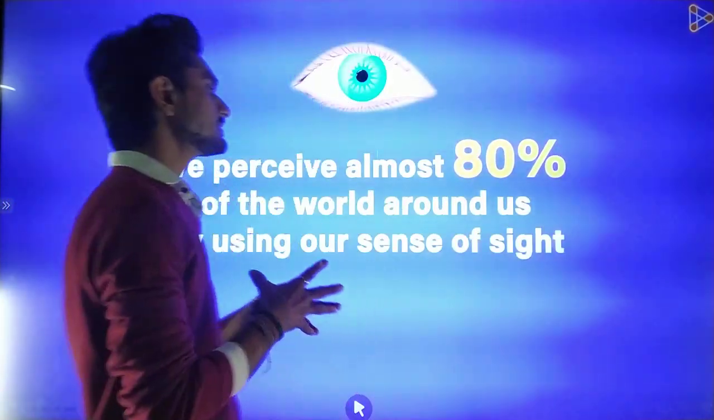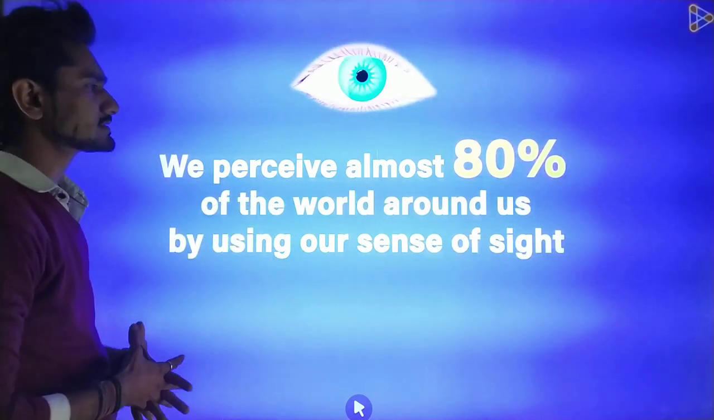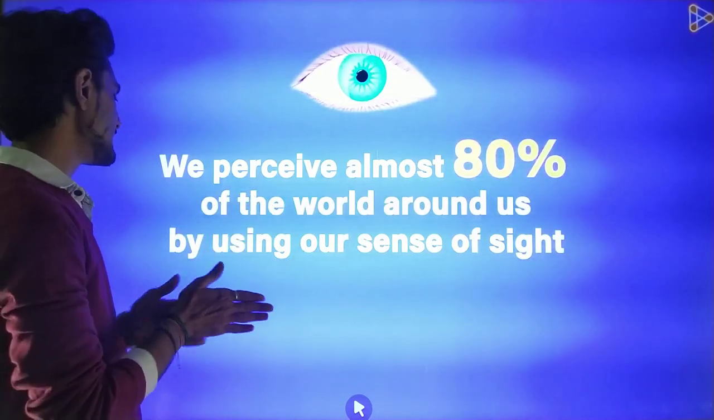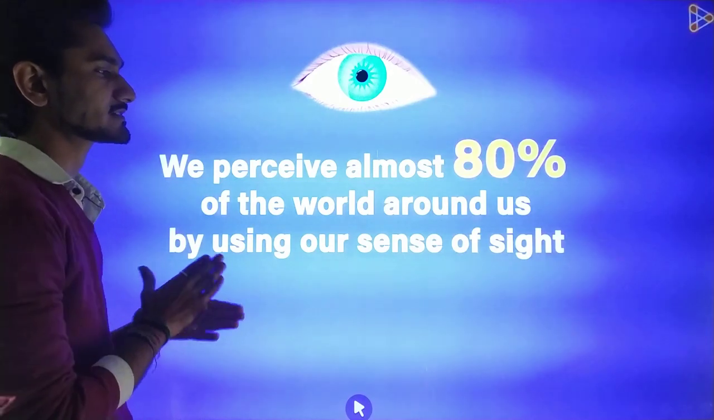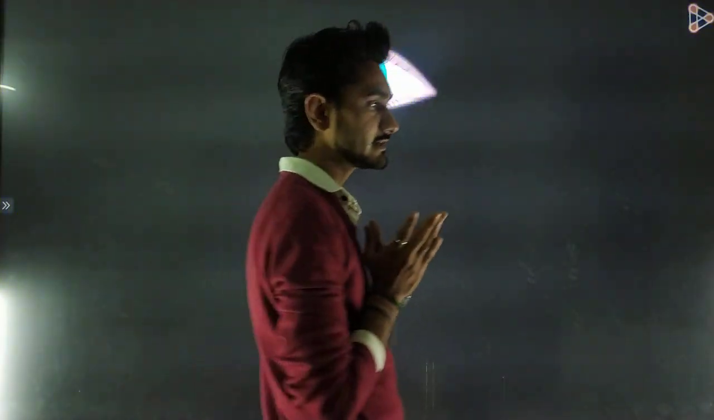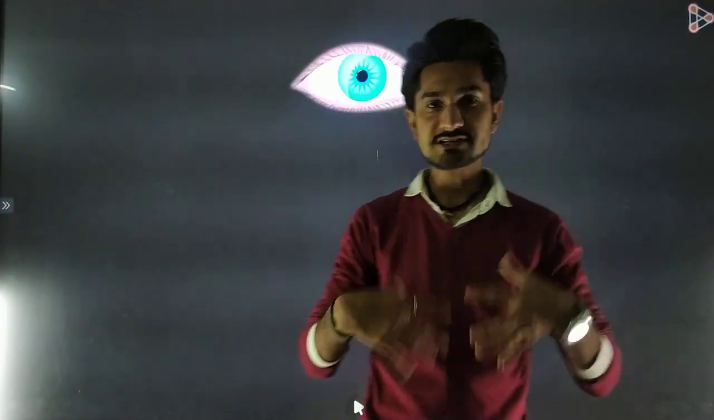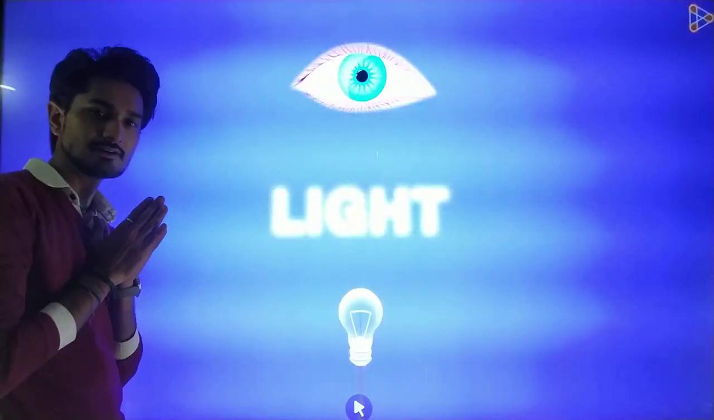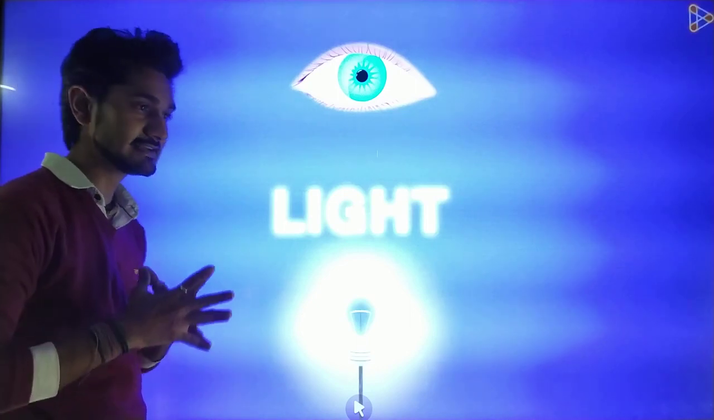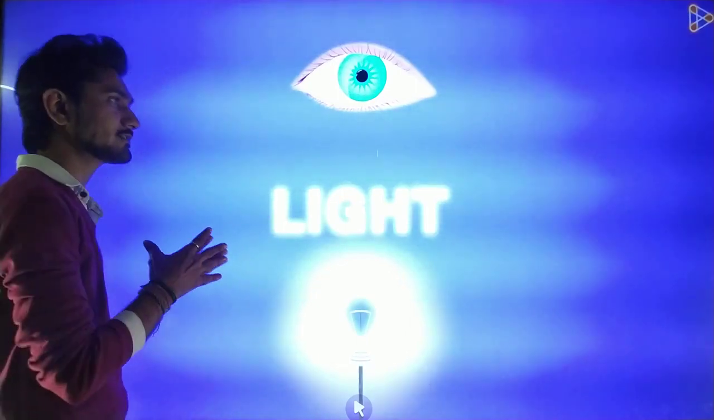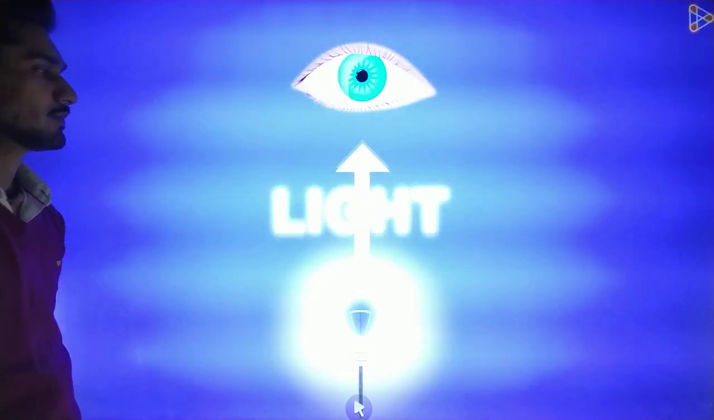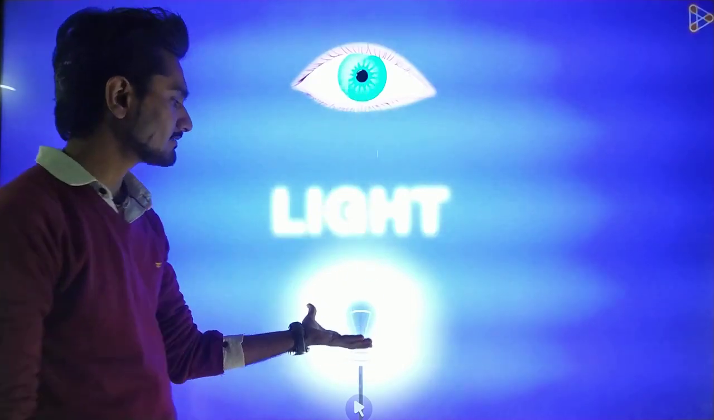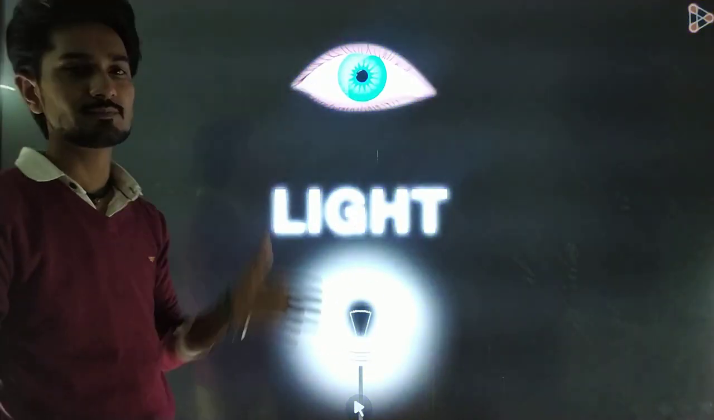Okay, we perceive almost 80% of the world around us by using our sense of sight. Almost 80% of the world that we perceive is through the sense organ called sight, for which we use the human eye. And for the human eye, without light we cannot perceive this world.